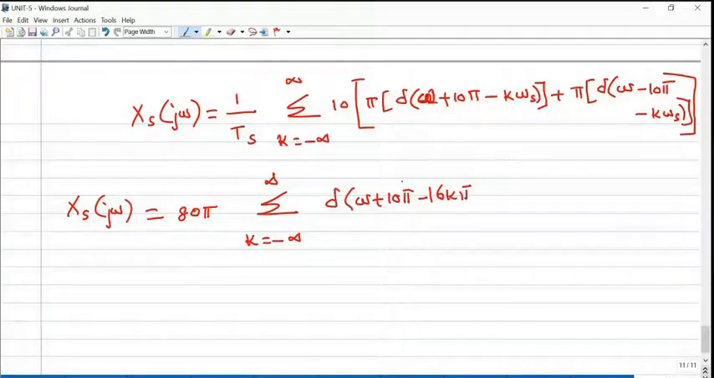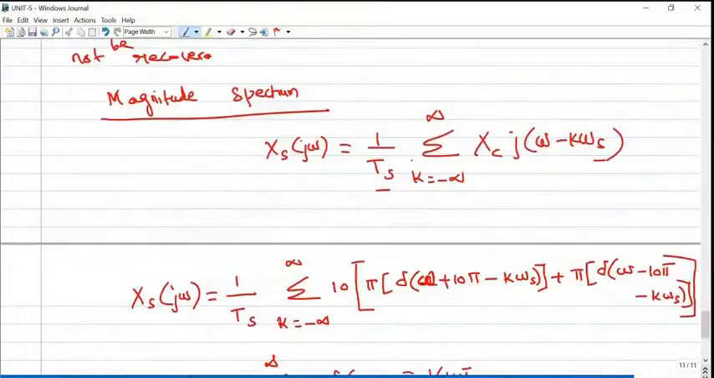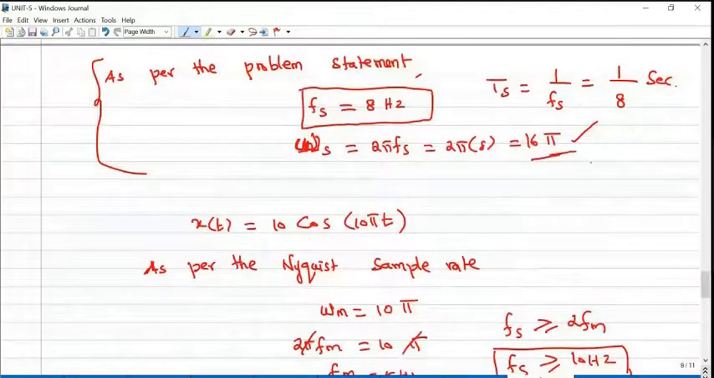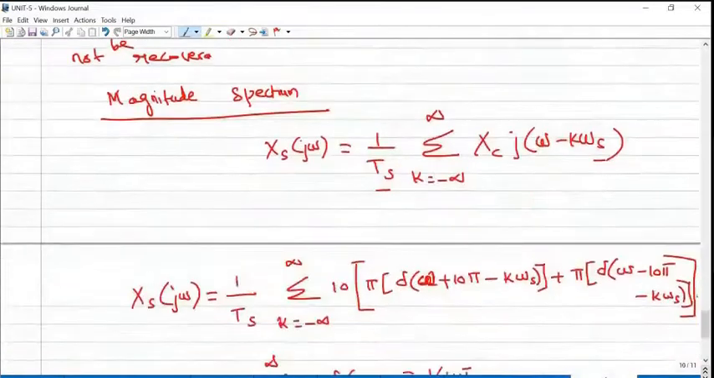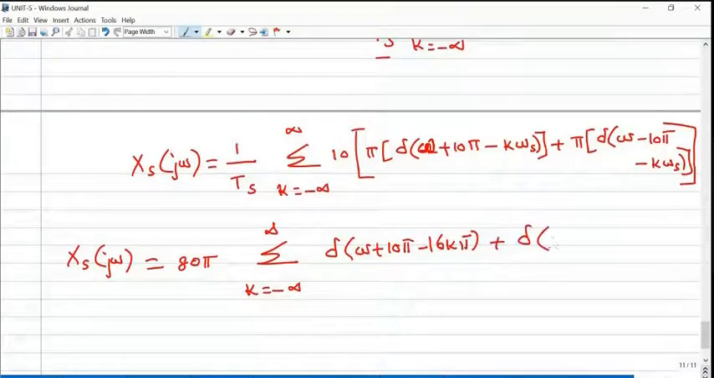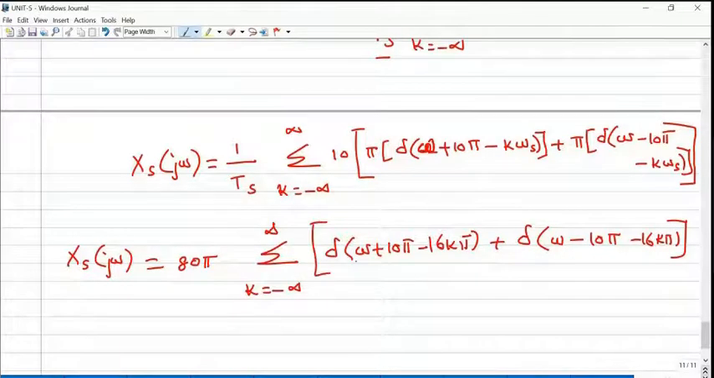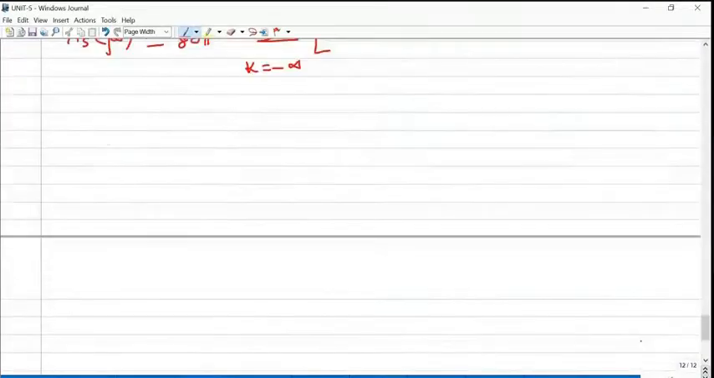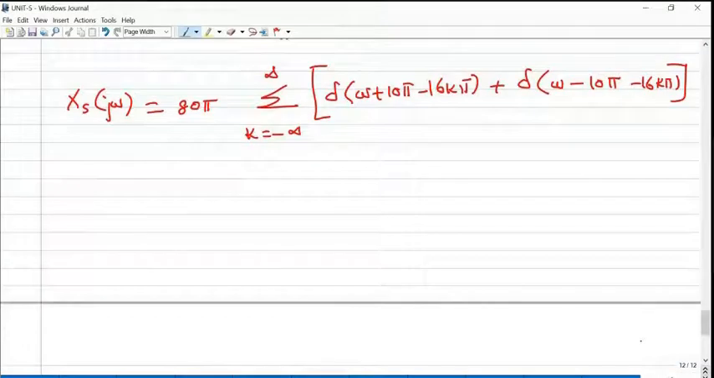Okay. ωs value is as per the given sample rate. What is ωs? 16π. So 16kπ. Next, plus δ(ω − 10π − 16kπ). That's it. Now in this formula, if you substitute k equal to 0, k equal to 1, k equal to 2, then we can draw the magnitude spectrum.